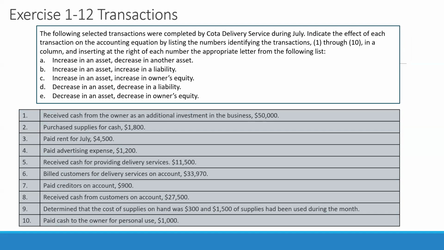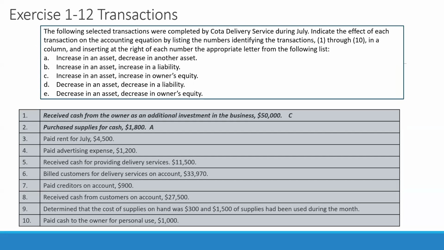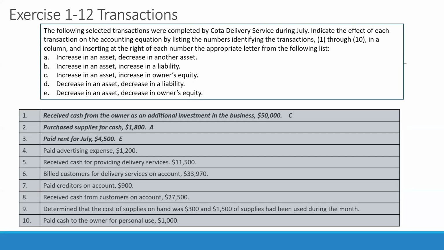So for number one, receiving cash from the owner as an additional investment in the business. Is this C? And then number two is purchasing supplies for cash. Yep, that would be A, increasing an asset by decreasing another asset.